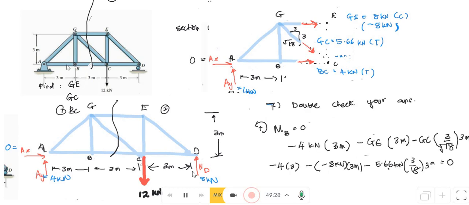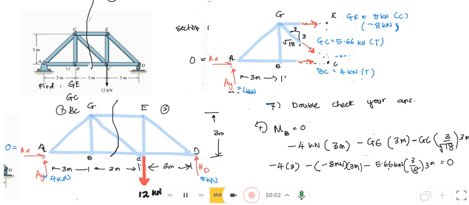You can double check your answer. You can use moment at point B and put all the information that you have previously. So you check whether you get 0 or not. If you get 0, it means what you got earlier is a correct one. As you can see, I already wrote the equation. So for moment at B, the 4 kilonewton tends to rotate the body clockwise, so that's why I put negative, and we multiply with the distance 3 meter.